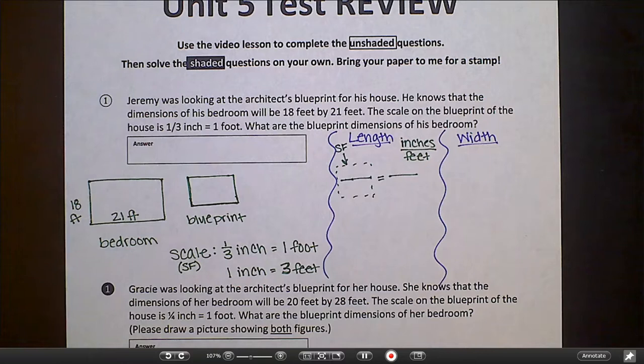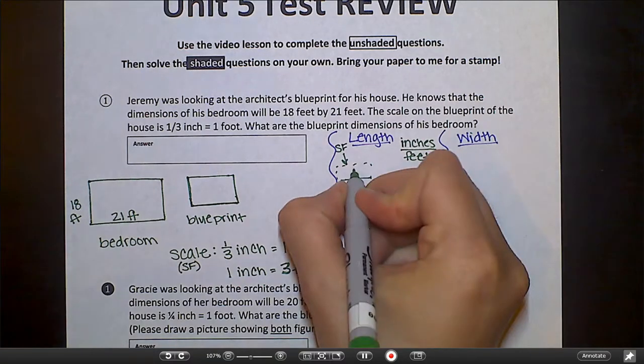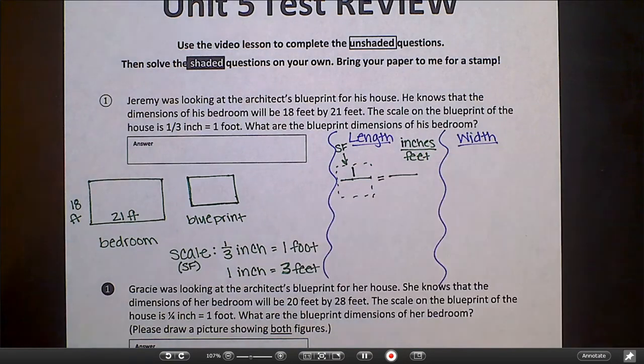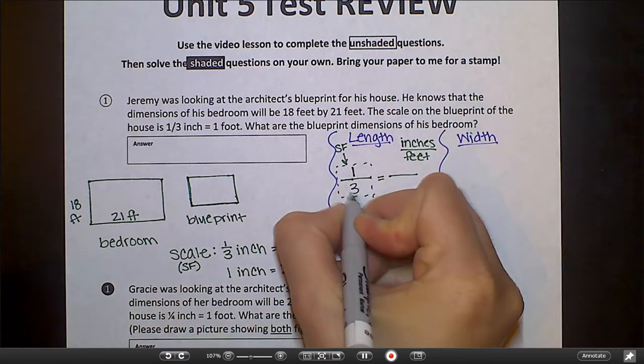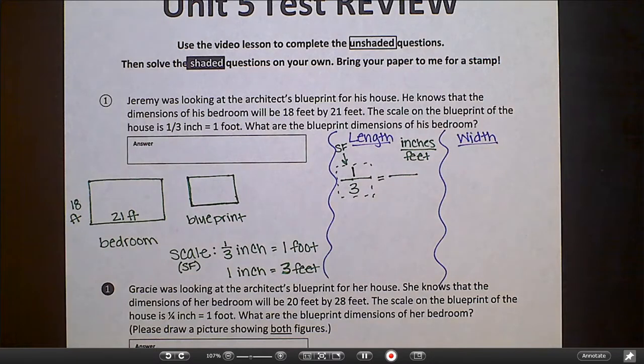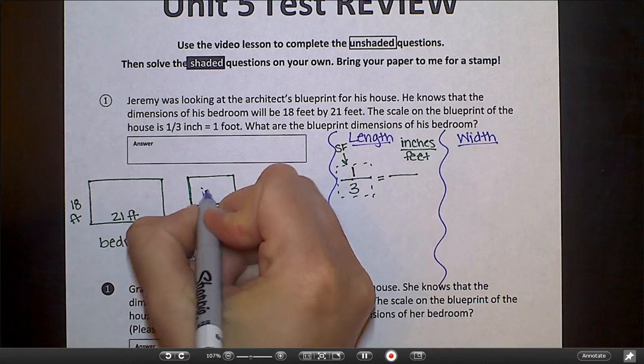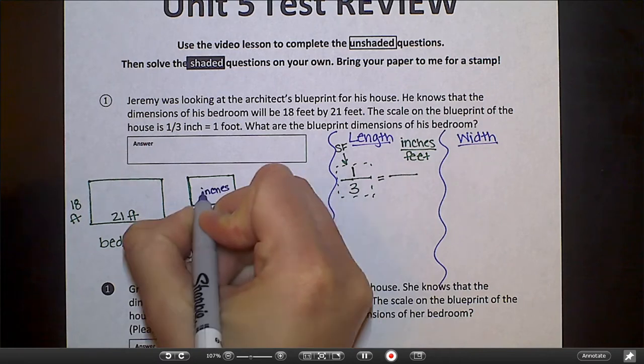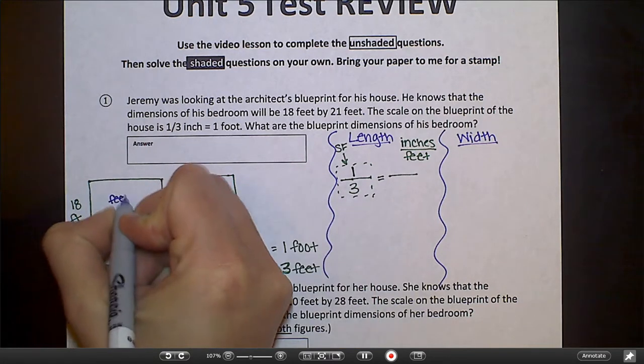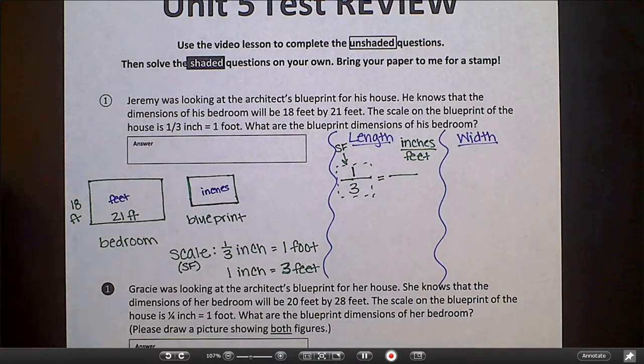That's starting with what we know. So I know 1 inch in the blueprint is going to equal 3 feet in the actual house. And I can even go over here. I think I told a couple of classes to do this. My blueprint is inches, and my actual house is feet. That way when I get to the end, I know what units to use.